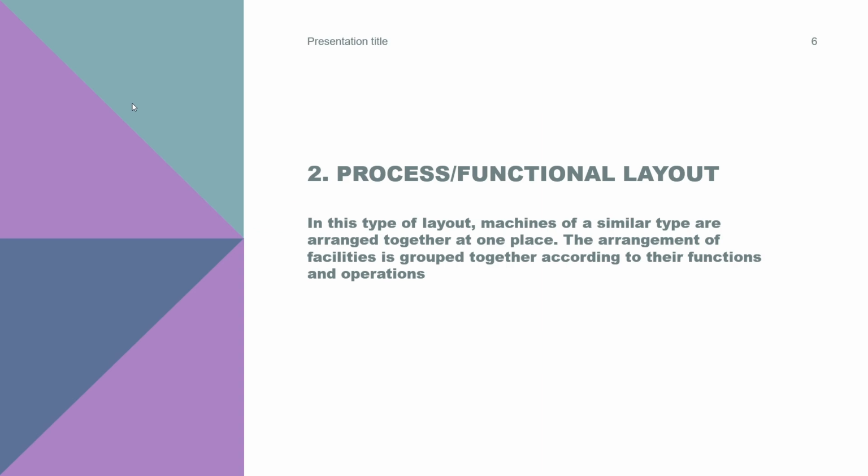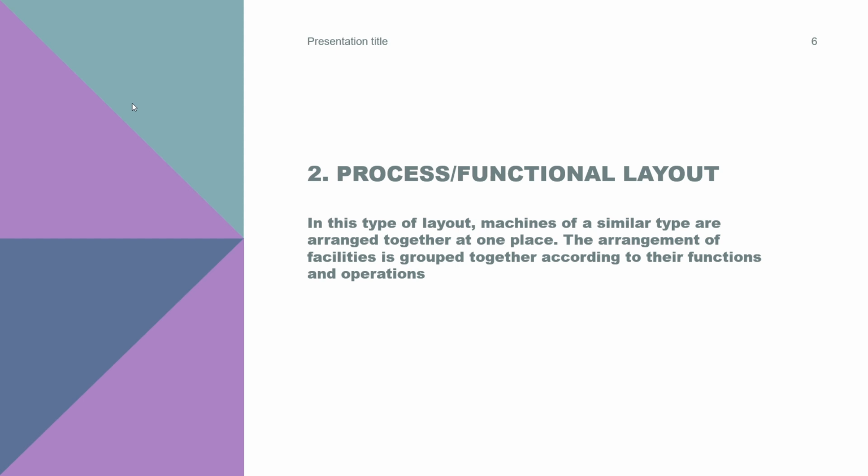So the second layout, that is process or functional layout. Here, machines of similar type are arranged together at one place. The work has to be allocated to each department in such a way that no machines are chosen to do as many different jobs as possible.